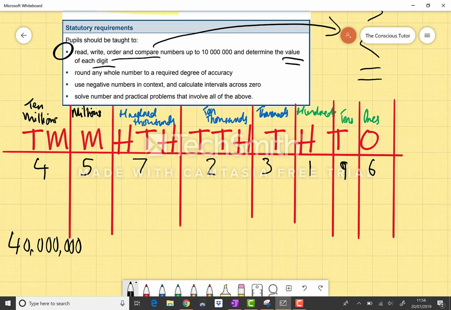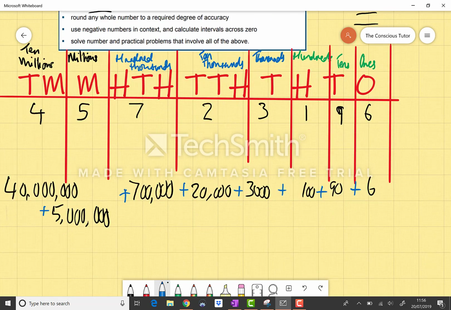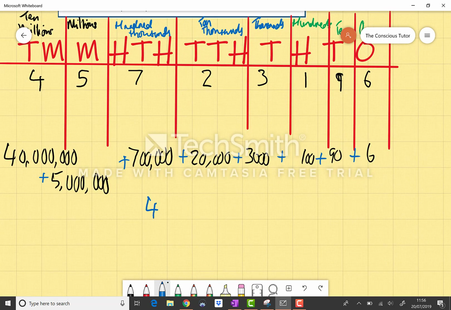So when partitioning this number, the 10 millions column is worth 40 million. The 5 is worth 5 million. The 7 is worth 700,000. The 2 is worth 20,000. The 3 is worth 3,000, and the 1 is 100, 90, and 6 ones. So when reading this number, it's 45,723,196.